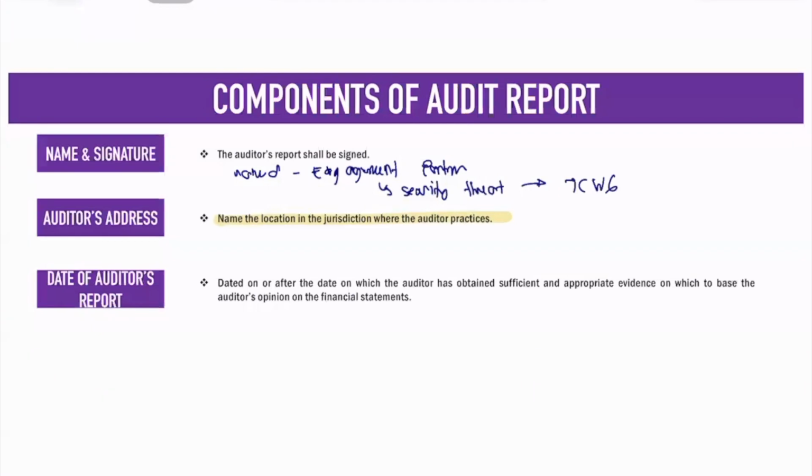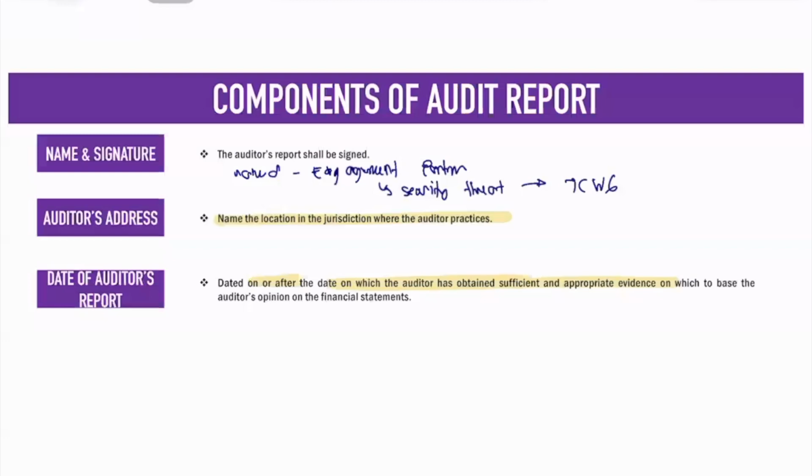And lastly, the date of the auditor's report. The date of the auditor's report is on or after the date on which the auditor obtains sufficient and appropriate evidence. In short, it should not be earlier than the obtaining of sufficient and appropriate evidence. It could be on or after you get all the sufficient and appropriate evidence. So those are the normal items you can see in an audit report.